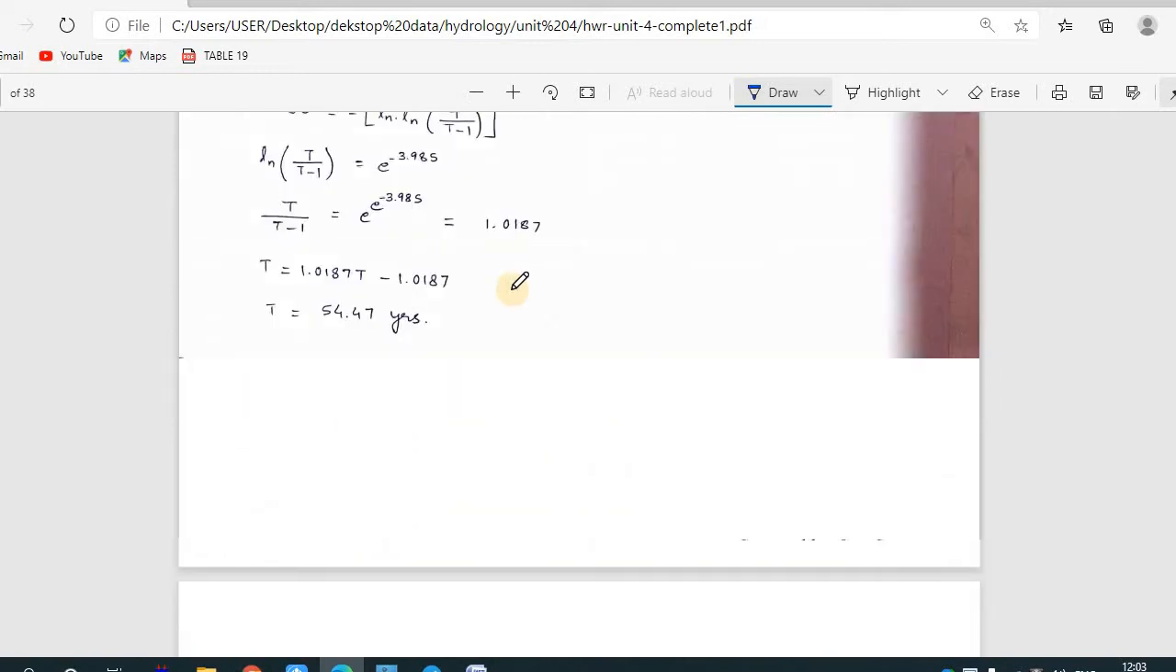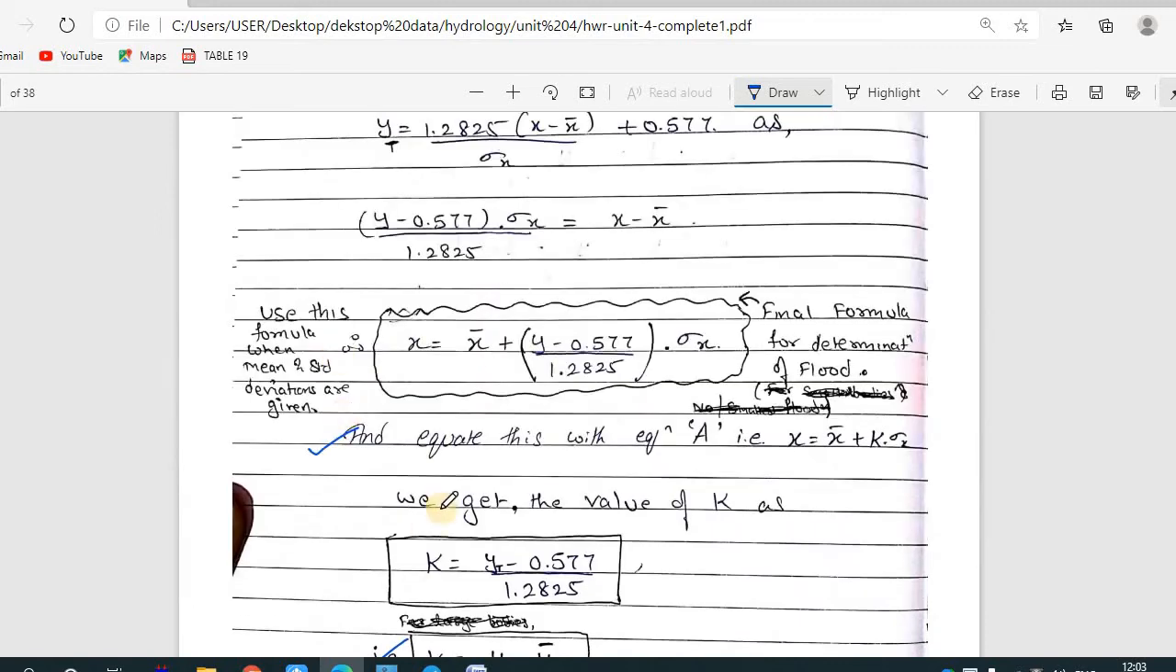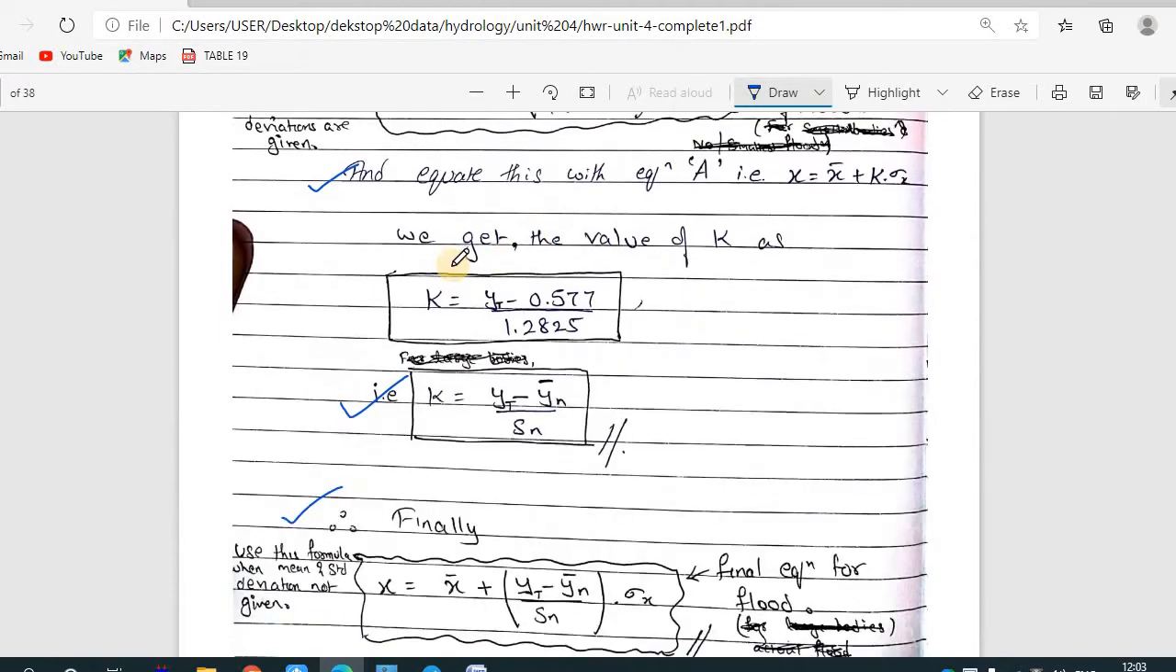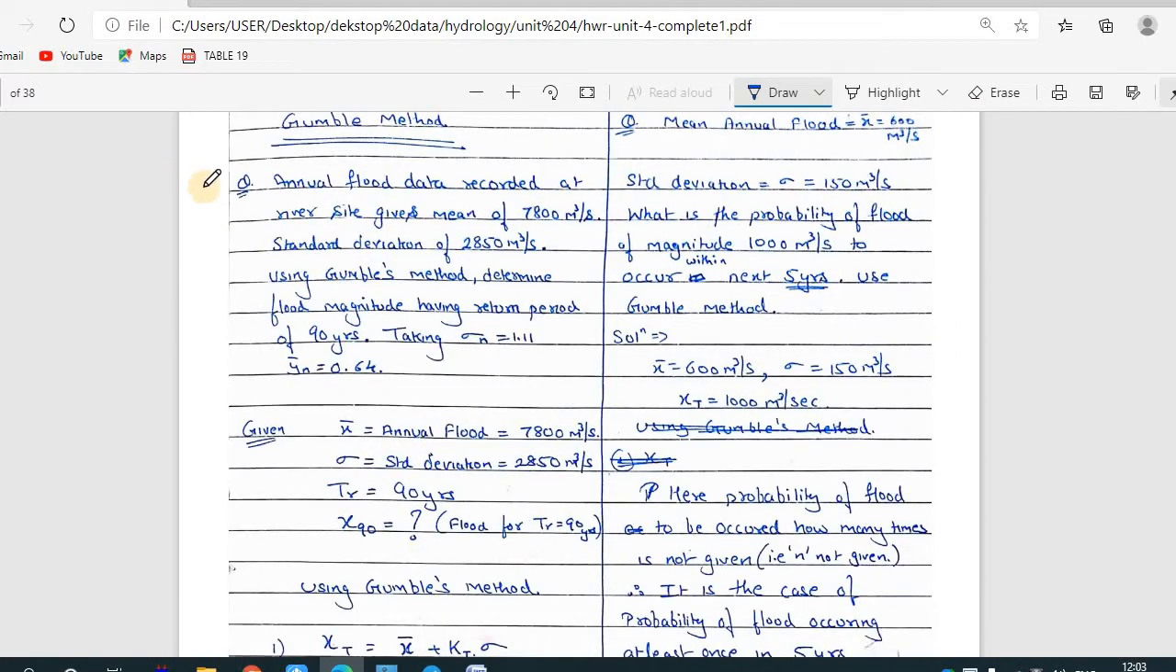Now we'll do a numerical related to this. I know this is a bit difficult to understand, but try to understand the equations. When we do the numerical, all this derivation related to your Gumbel's method will become clear. You need to remember the equation, that is the main and important thing. So we'll do the first numerical related to that.